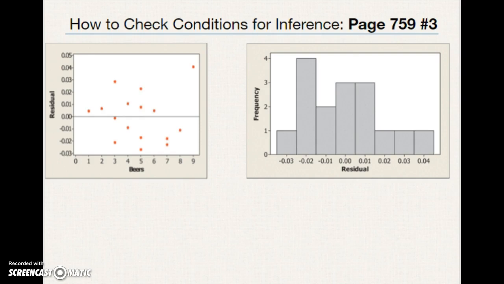And then random, it says it was a randomized experiment. It said each volunteer drank a randomly assigned number. So that would just be how you would check it. You'd list all of those in words. You'd have to provide the graphs if they weren't provided for you. That's just how you check conditions.